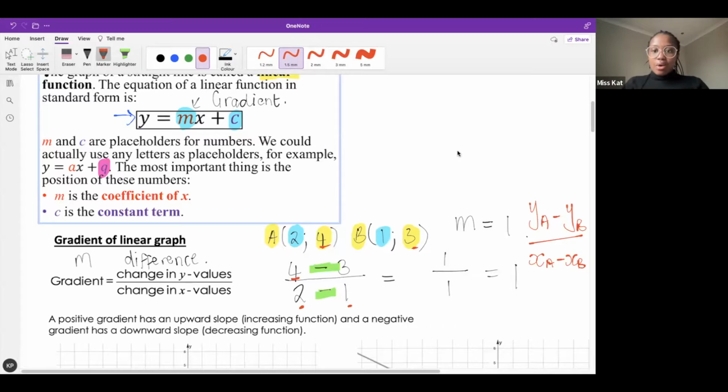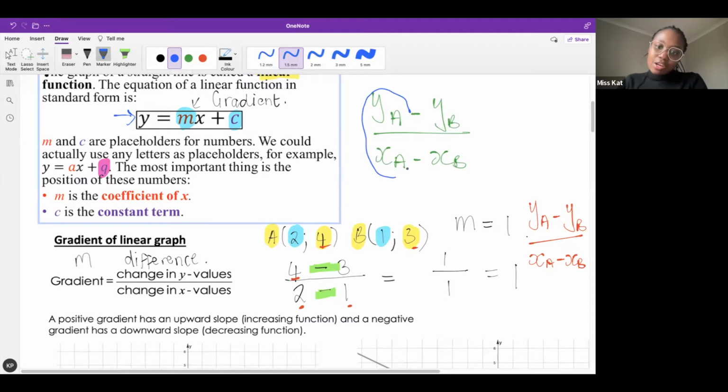So guys, that is how you find out the gradient of a graph. Now, there are a few notes that I want you guys to make. Well, one particular note at this moment. You have to start with the same point. So let's look here. I said Y of A minus Y of B over X of A minus the X of B. So you always have to start with the same point. Look over here. I started with the Y of A, and then at the bottom, I started with the X of A. You cannot swap them around.